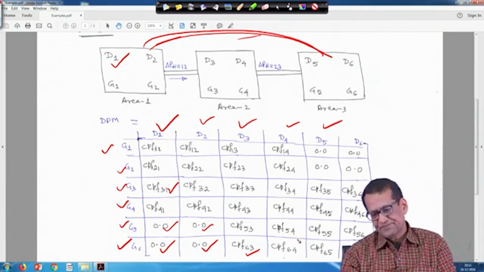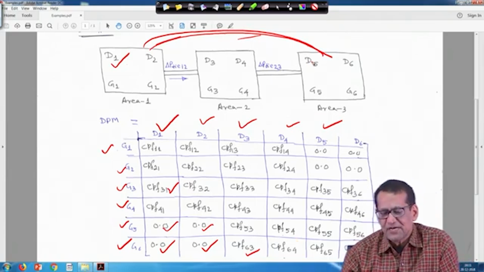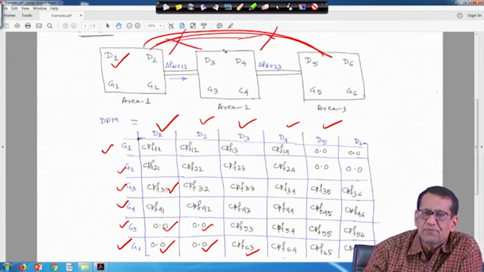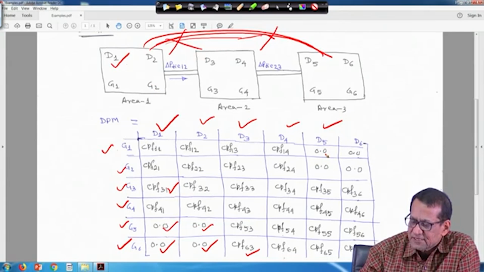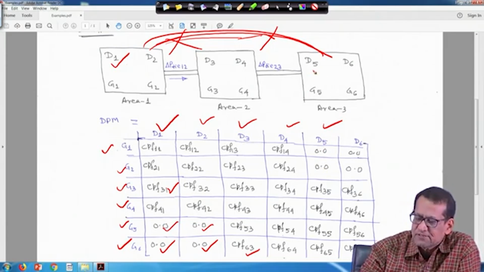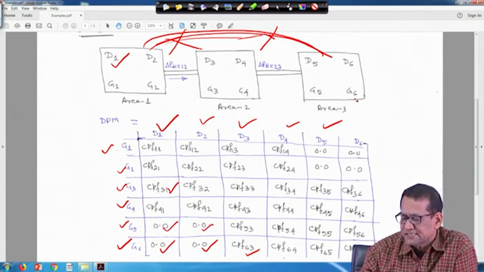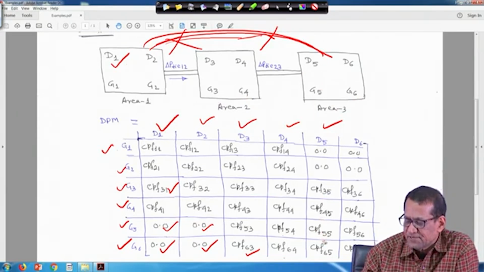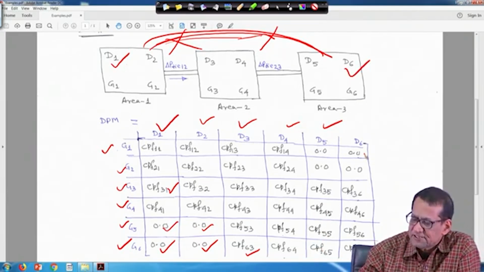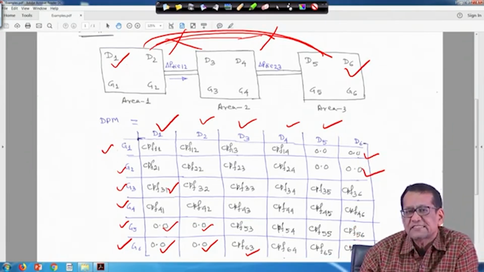Similarly, if you take D5, D5 cannot have contact with G1 or G2, because it is not connected, it is open, right. Therefore, CPF 15 is 0 and CPF 25 is also 0, but this distribution company D5 may have contact with G3, G4 and G5, G6. That is why CPF 35, CPF 45, CPF 55 and CPF 65. Similarly, D6 cannot have any contact with G1 and G2. That is why 0, 0. The rest is CPF 36, CPF 46, CPF 56 and CPF 66, right.